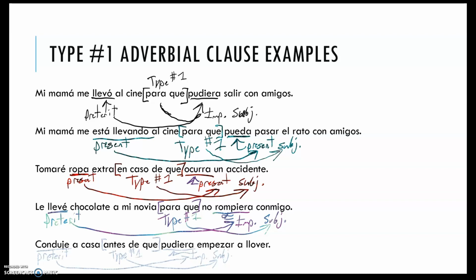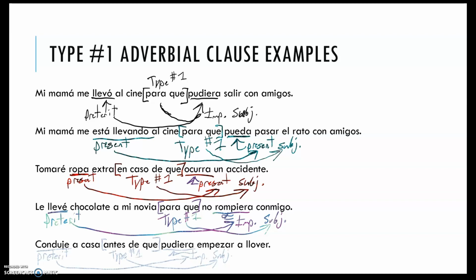Our third example, tomar ropa extra en caso de que ocurra un accidente. So we see en caso de que is a type number 1 adverbial clause, indicating ocurra will be subjunctive. And we look back, see tomar is present, so that indicates ocurra will be a present subjunctive verb.